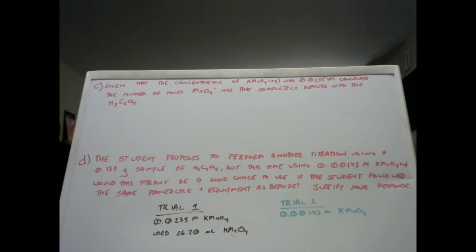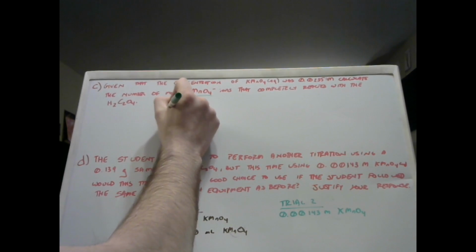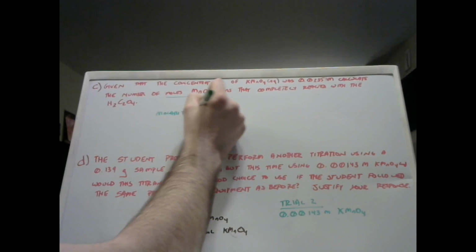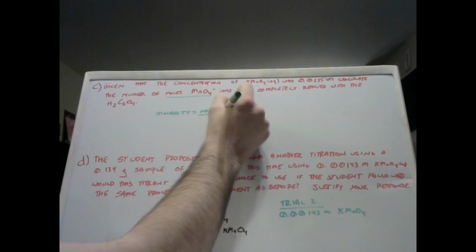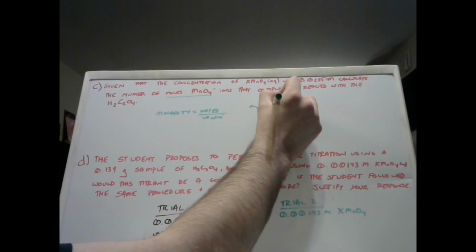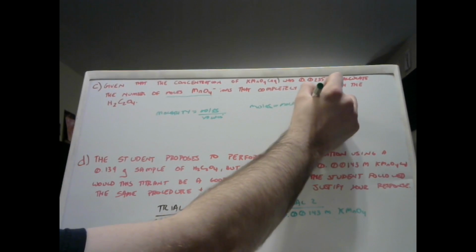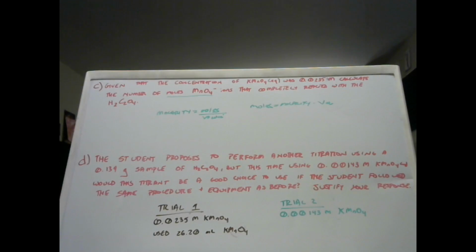It's asking how many moles of MnO4⁻ you added or completely reacted. That's all it wants. It just wants how many moles. So all you need to take is your answer from B, how many milliliters you got, convert it to liters, and that'll tell you how many moles, because molarity equals moles over volume, or moles equals molarity times volume. That's all you need to do.